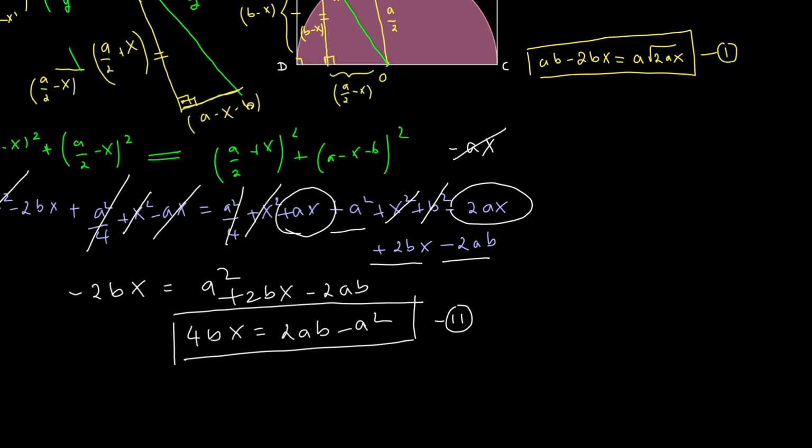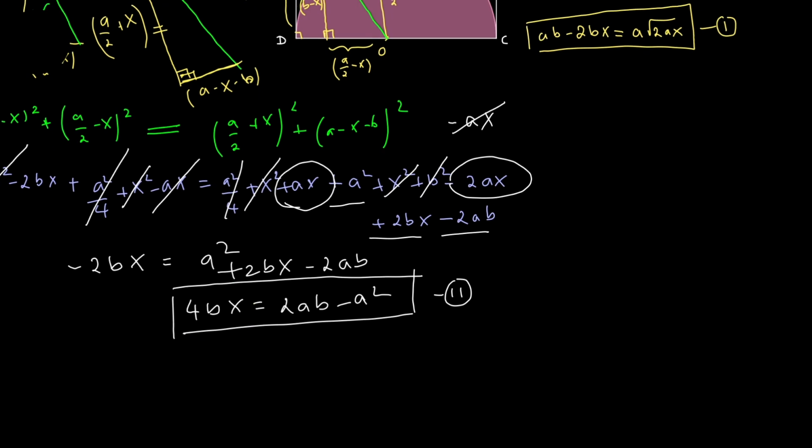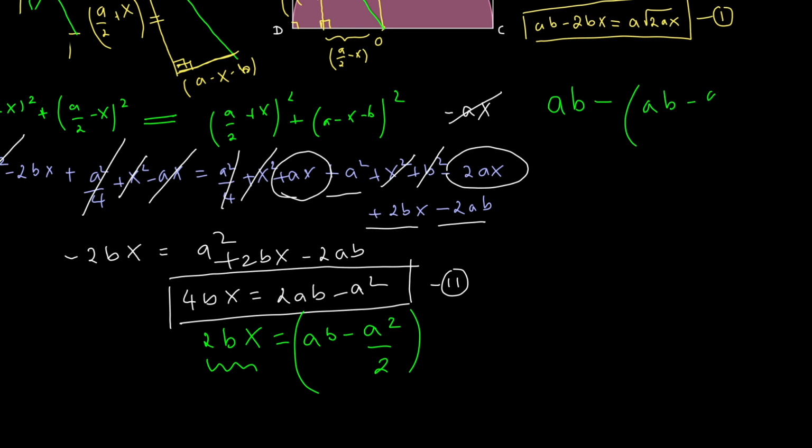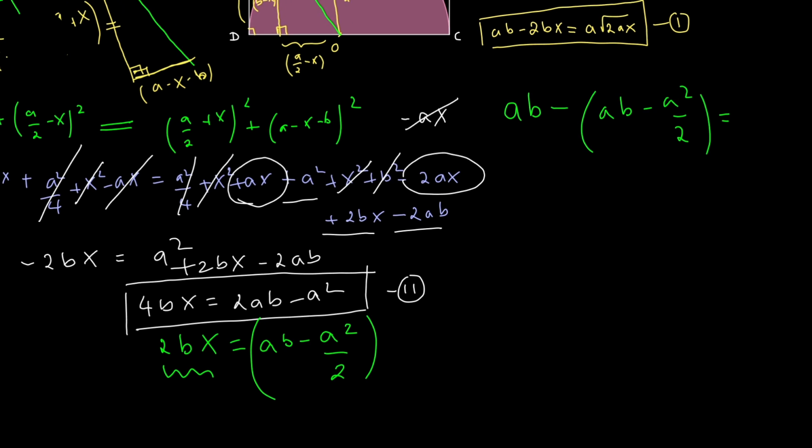So the first thing that I will do is replace the value of negative 2bx in the first equation with the help of the second one. As we can see, in the second equation we have the value of 4bx. So if I divide this equation on both sides by 2, I will get the value of 2bx equals ab minus a square upon 2. So now we ultimately have the value of 2bx, so this can be replaced in this first equation. So ab minus 2bx, instead of that the value that we have just got, that is ab minus a square upon 2, this thing equals a times the square root of 2ax.